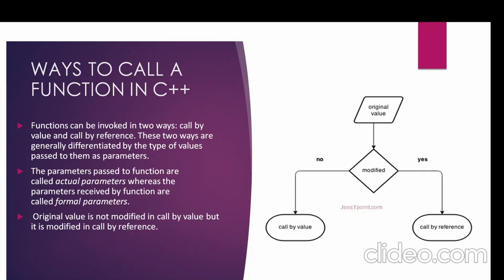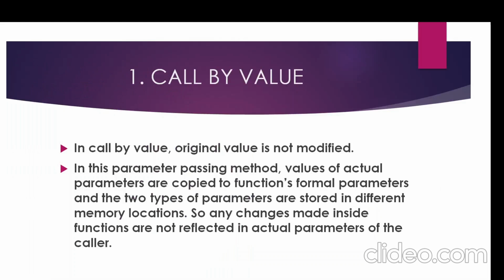If the value is modified, then it is call by reference. If the value is not modified, then it is call by value. Let us understand this more clearly. Call by value. In call by value, original value is not modified. In this parameter passing method, values of actual parameters are copied to function's formal parameters, and the two types of parameters are stored in different memory locations. So any changes made inside functions are not reflected in actual parameters of the caller.